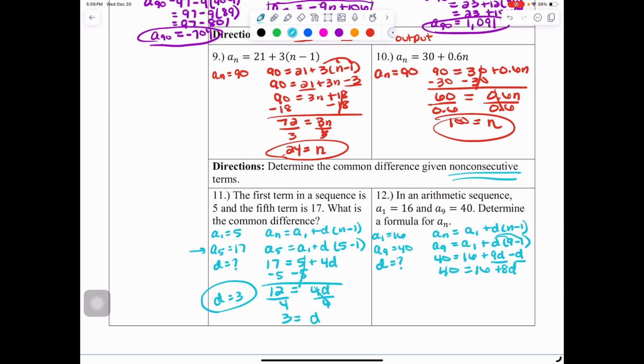So now to get d alone, we're going to subtract 16, get 8d equals 24, and then we would divide by 8 to see that the common difference is 3. So now, though, they didn't ask me for the common difference. I needed to find it so I could write the formula. So the formula is a sub n equals the first term, which is 16, plus 3, which is the common difference, times n minus 1. And that's my formula.